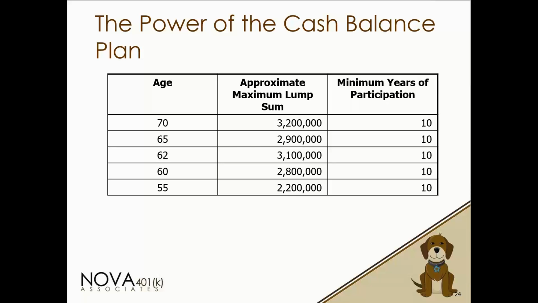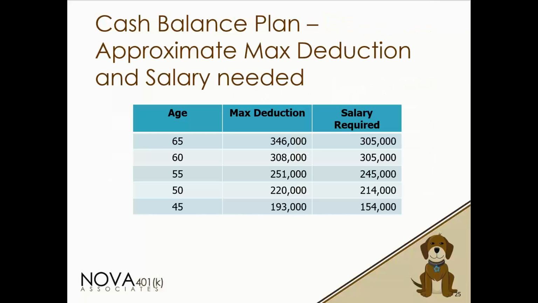So if you think about it, if you're trying to build an account to get to $3.1 million over 10 years, you're not going to get there by putting $61,000 away in a year in a DC plan. So you can see how your deductions can start to escalate pretty rapidly when we introduce a cash balance plan.